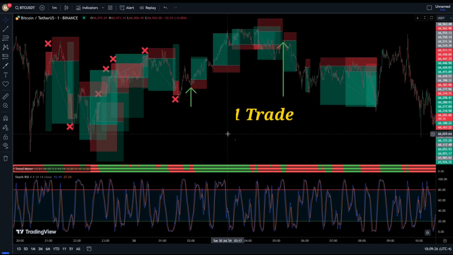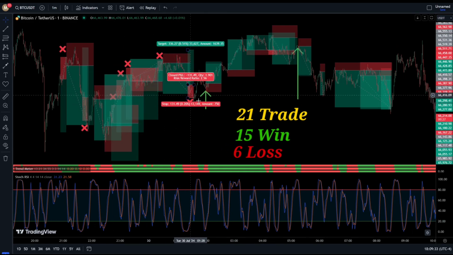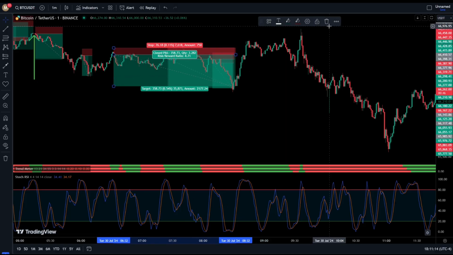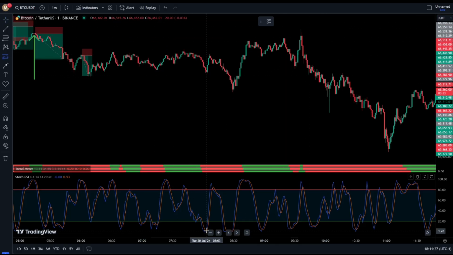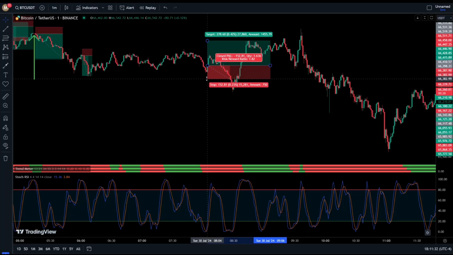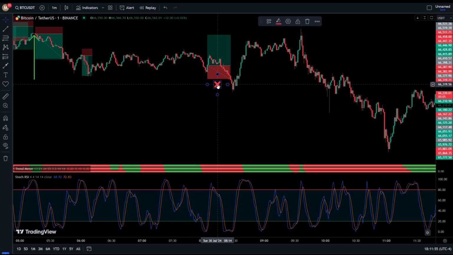We had 21 trade positions in total, and from these 21 positions, 6 were losses. Let's assume we hadn't opened these positions, so I delete them. Okay, we have a buy signal on this candlestick. I set the stop-loss down here and the target up here. But as you can see, we would hit this stop loss.